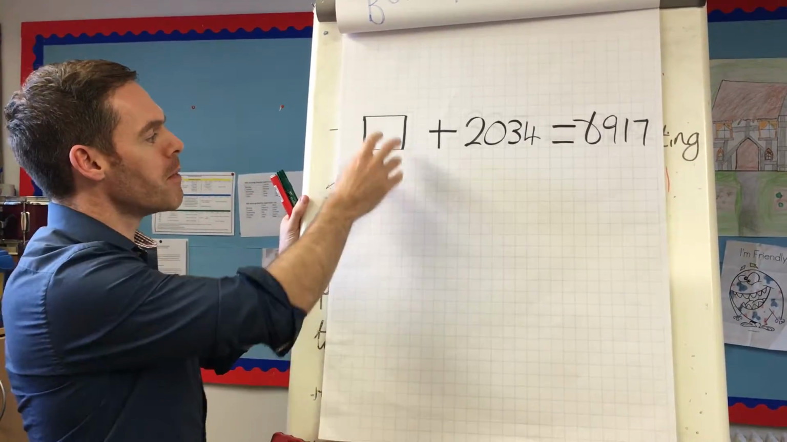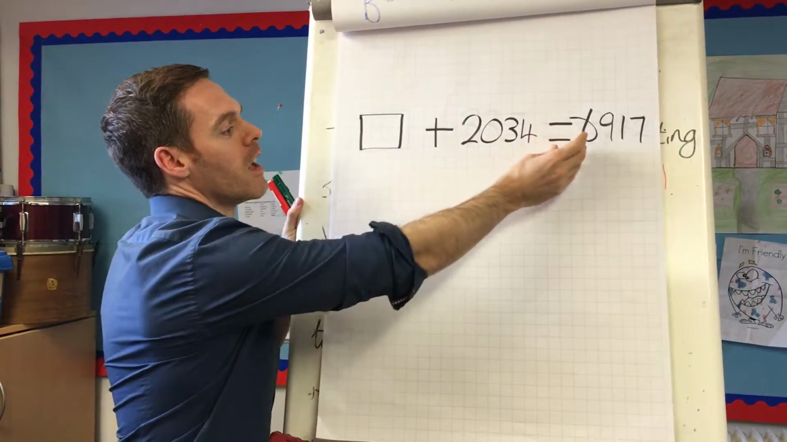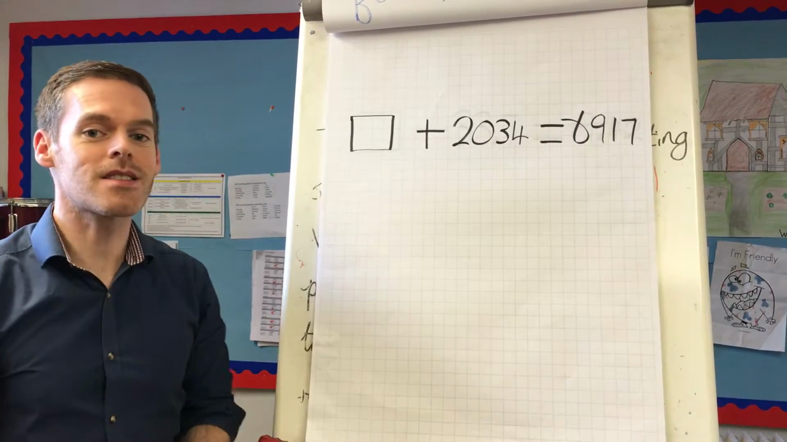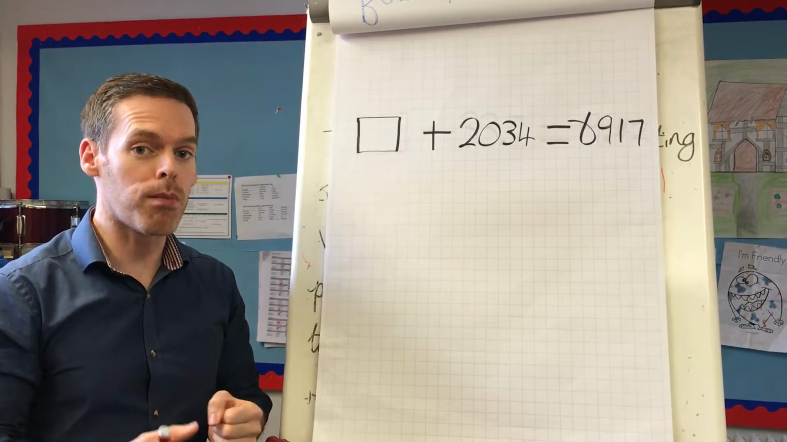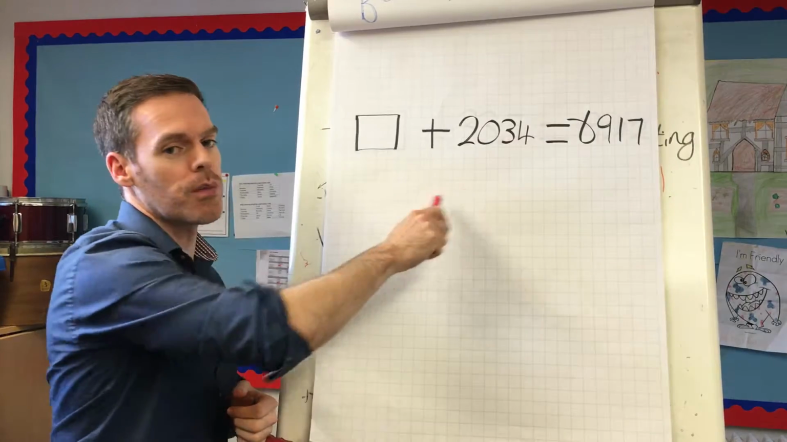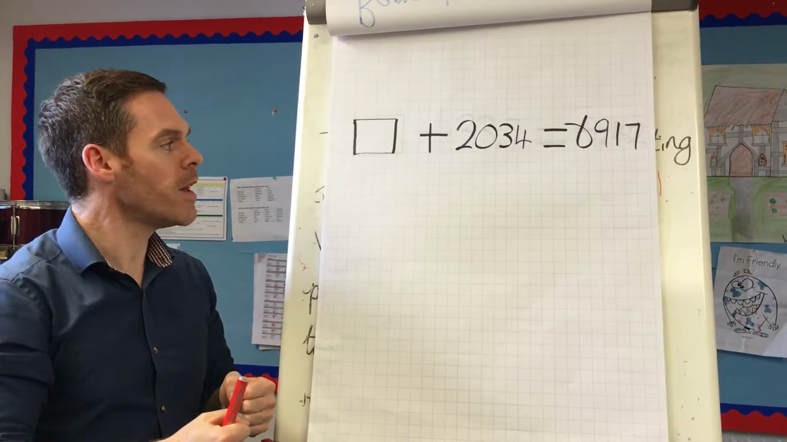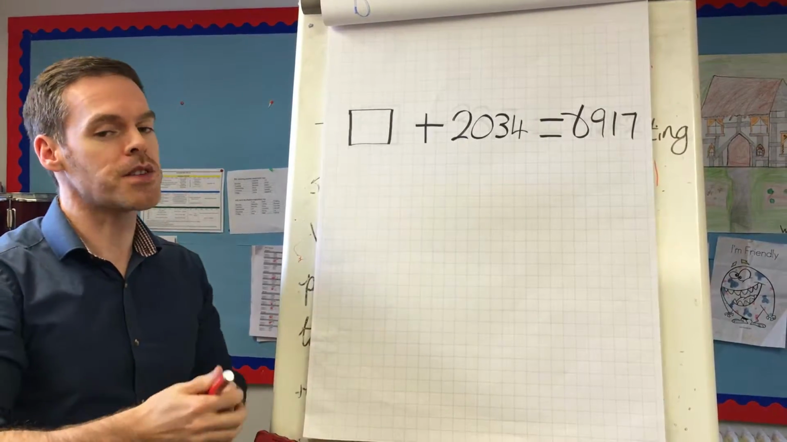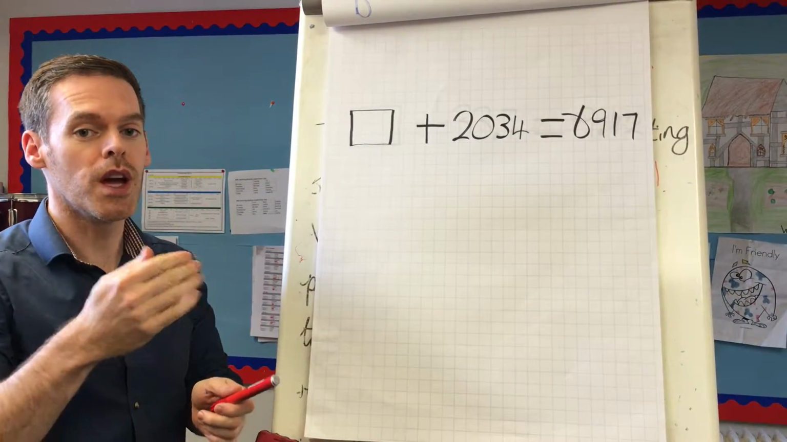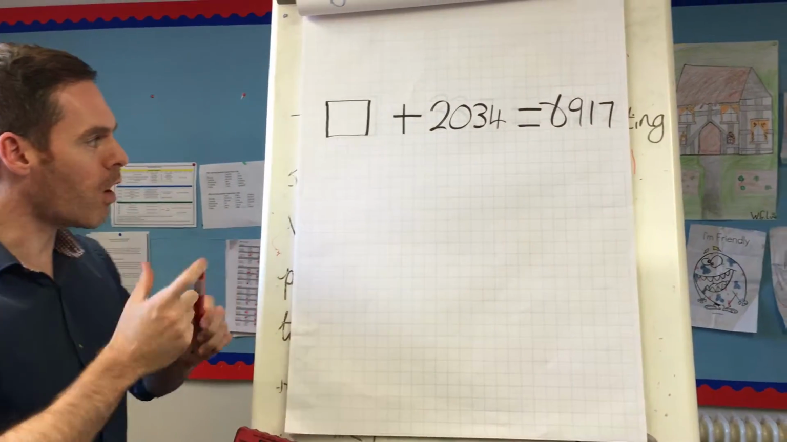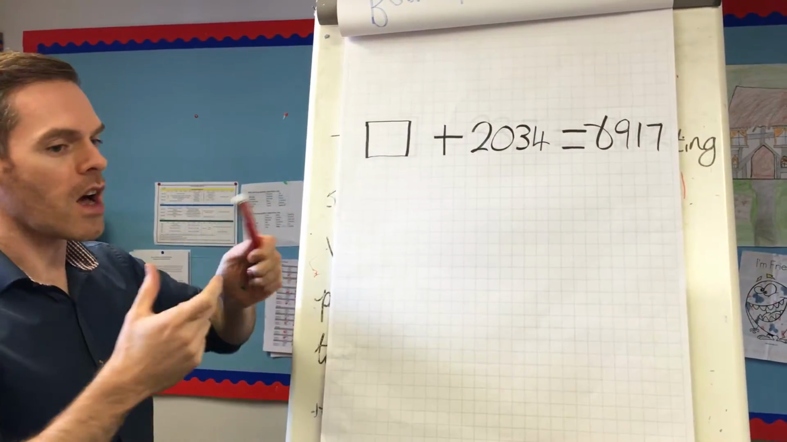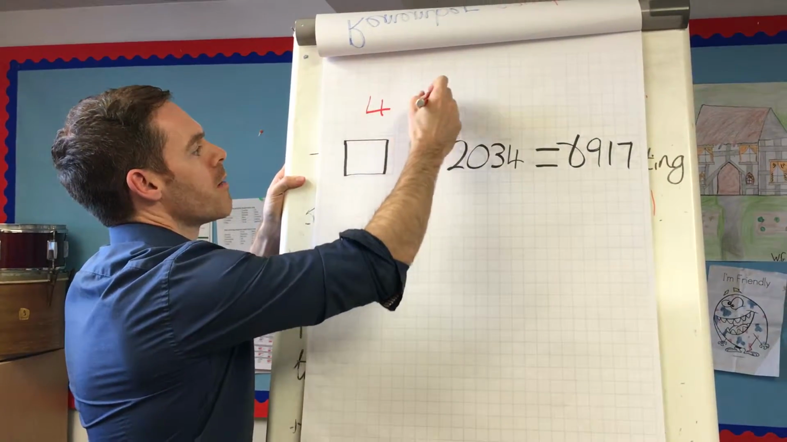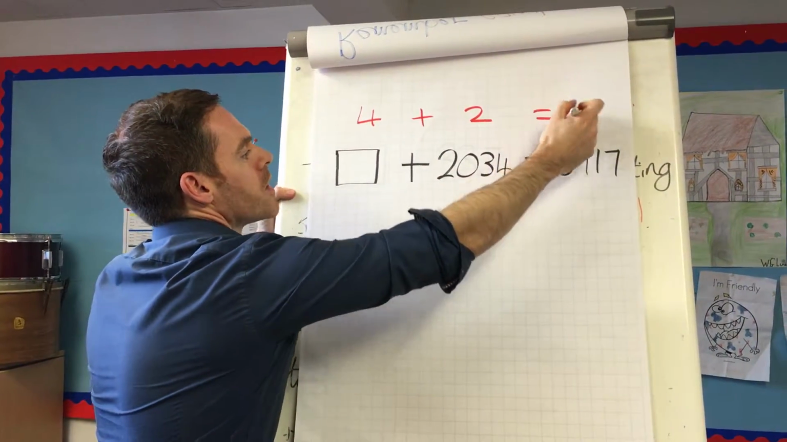So here we have a missing box plus something equals something, okay? And we have been talking about in class, thinking of an easier problem to help us solve a more difficult problem like this, okay? So we know we're going to use our magic number sentence. And our magic number sentence is 4 plus 2 equals 6. Okay, so step one, when we're trying to figure this out, is to write down our magic number sentence on top. 4 plus 2 equals 6.